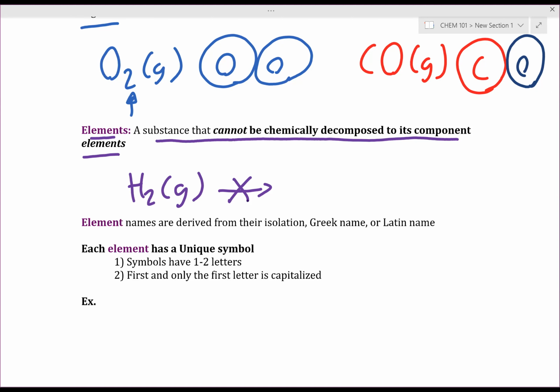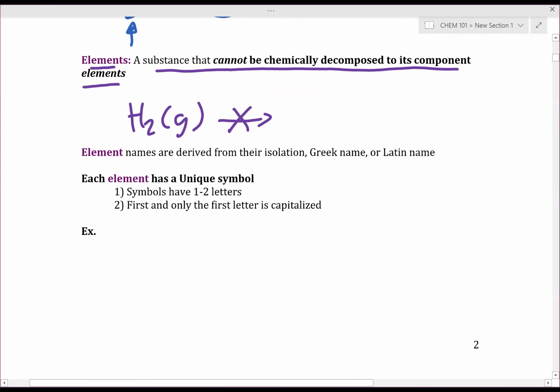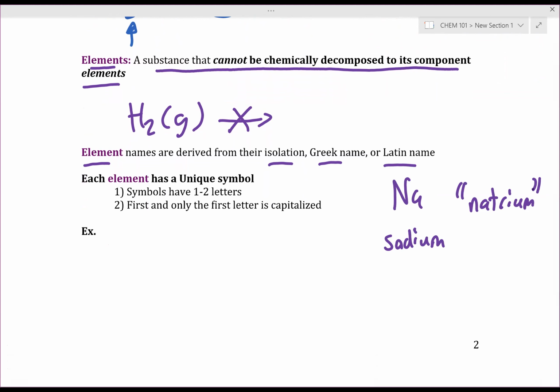Does that make sense, everyone? Okay. Now, element names are derived from their isolation, Greek name, or Latin name. So you may wonder, why does Na correspond to sodium? It's because its formal previous name was natrium. So anytime a symbol doesn't appear to exactly match the element's name, it has to do with its Greek name, Latin name, or its name obtained from isolation.